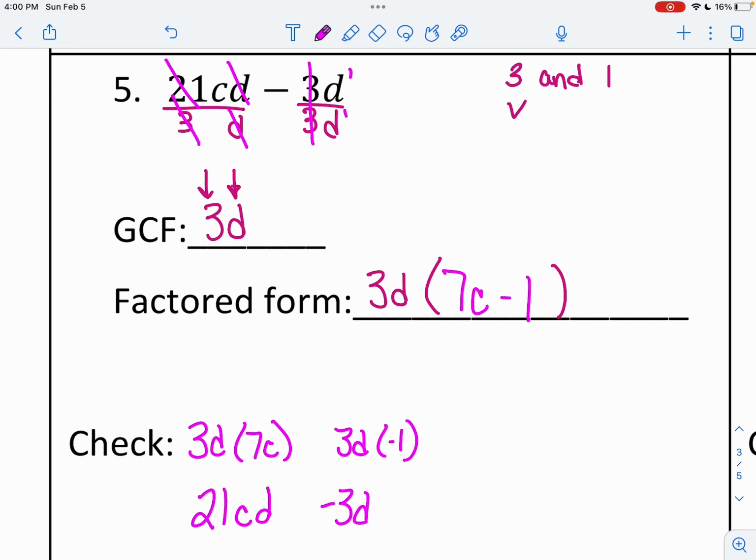Let's back up. Does 2 go in? I'm just working my way down this list. Does 2 go into 6? Yes, it does. Does 2 go into 14? Yes, it does. Does 2 go into 10? Yes, it does. So we found our coefficient: the integer we're taking out is a 2.